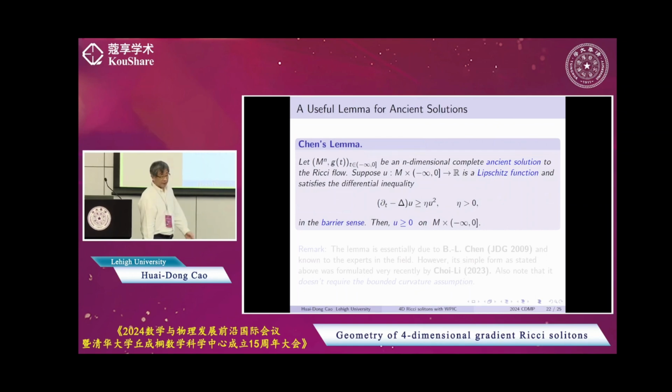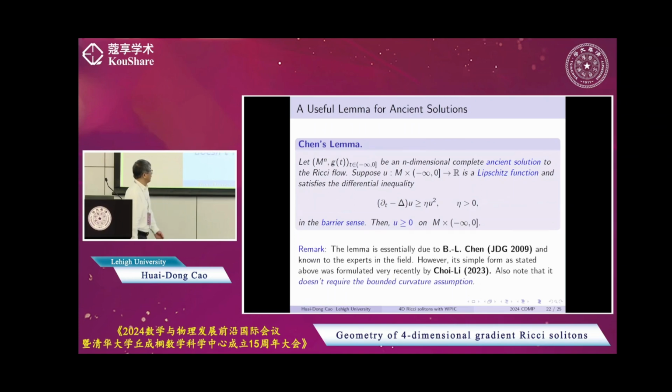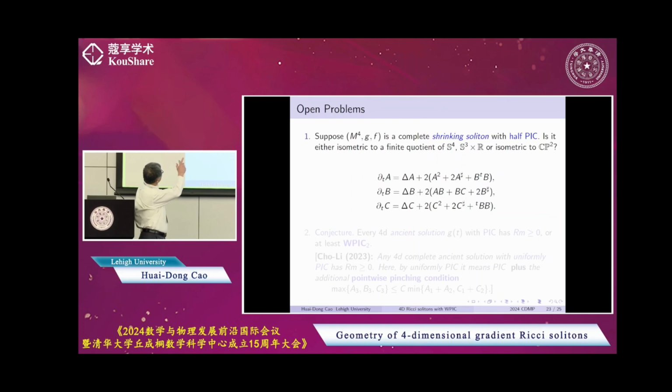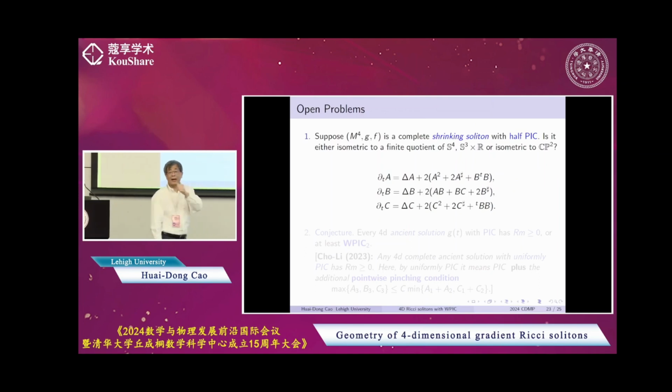So now, what are the open problems? I know time is up, but maybe I can take one more minute. The first open problem is essentially to classify half-PIC. In the picture we only know 3 examples. The first two, S4 and its quotient, are actually PIC. The only one that is really half-PIC is CP2, up to orientation. If these are the only ones, the conjecture is probably that.